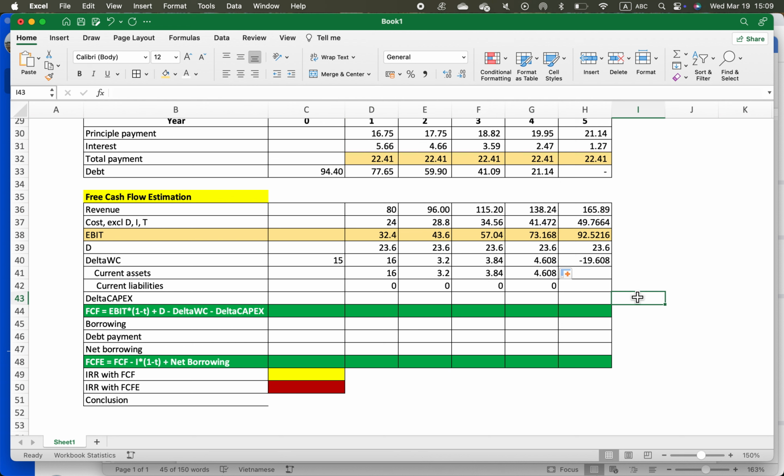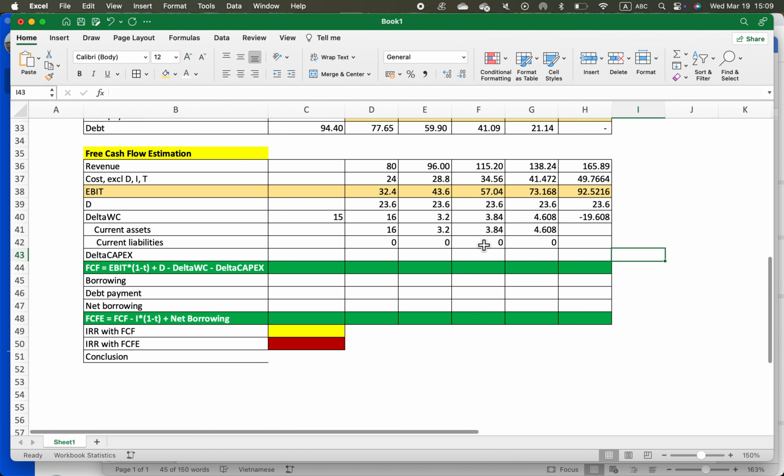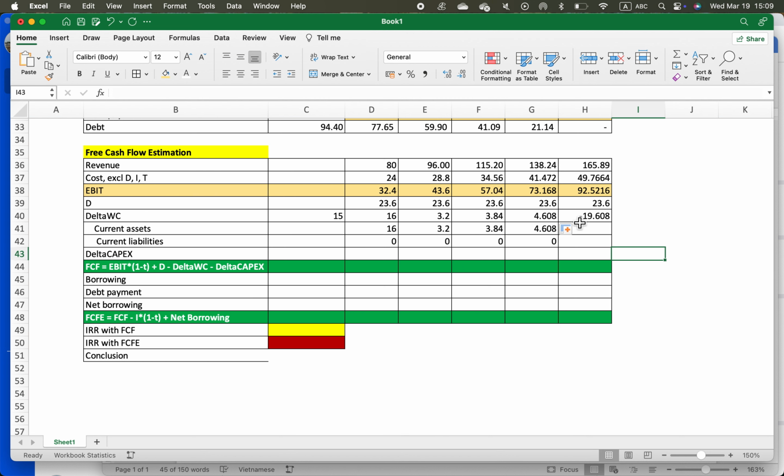Okay, cool. Okay, so that's delta working capital. So that's good.